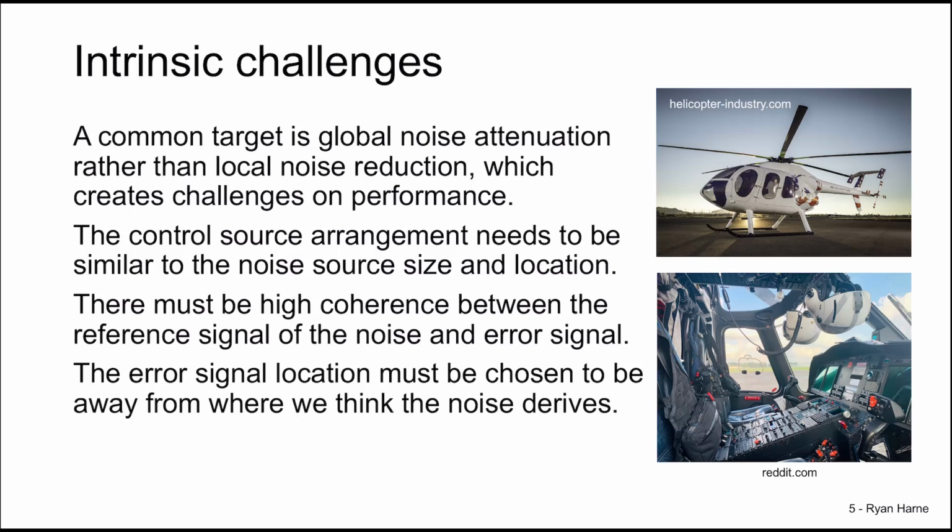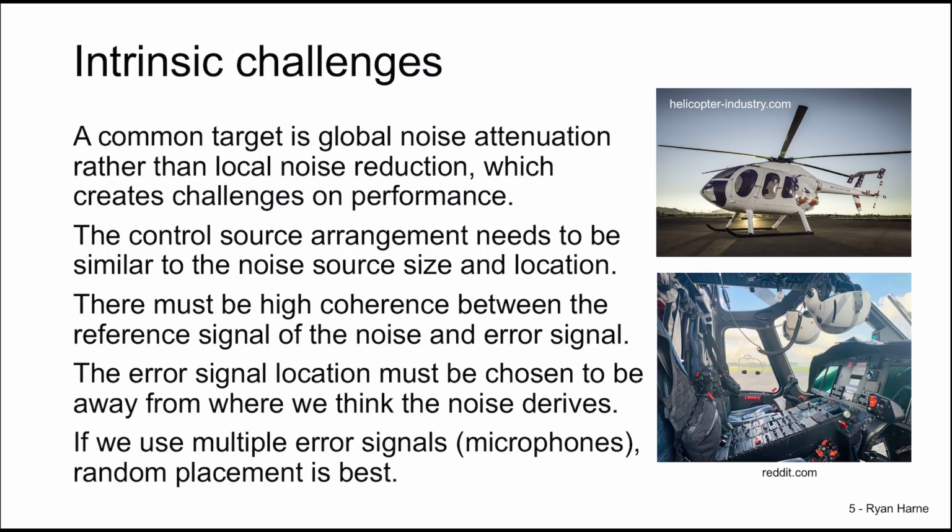That frequency of vibration will be very coherent with the noise that's propagated into the cabin. The error signal location must also be chosen to be away from where the noise arrives. We don't have an error signal right next to the rotorcraft hub. Otherwise, our control sources will likely pump too much canceling audio into the environment, leading to very good noise cancellation at that error signal, but very poor noise cancellation elsewhere, and in fact, an increase of sound level elsewhere. Finally, if we use multiple error signals, in other words, multiple microphones, randomly placing those microphones will lead to better success in global noise attenuation.